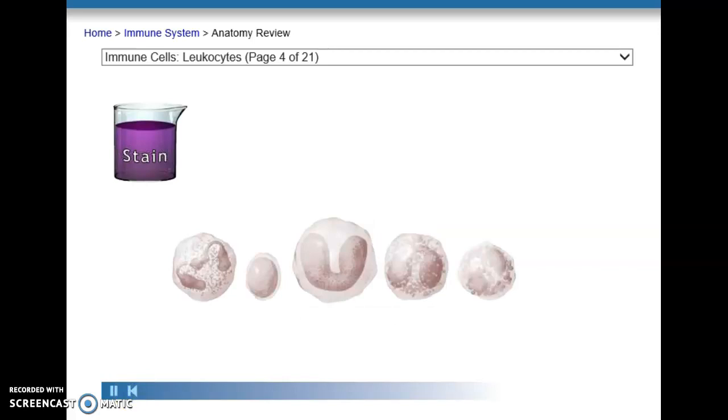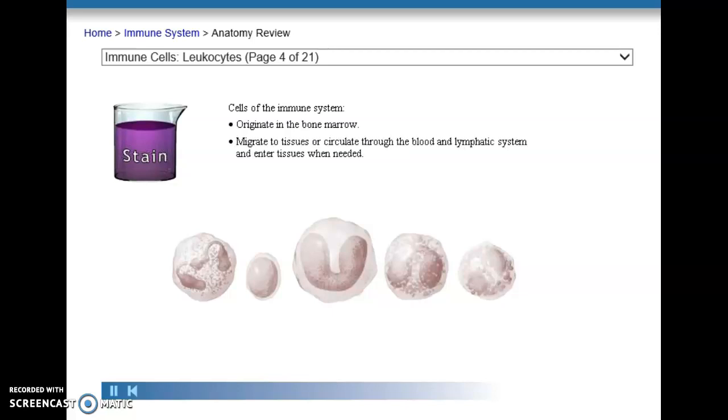Let's examine the cells of the immune system more closely. The cells of the immune system originate in the bone marrow. Some cells migrate to tissues to take up residence, whereas others circulate through the blood and lymphatic system, entering tissues when needed. Immune cells that travel in the blood are called leukocytes.